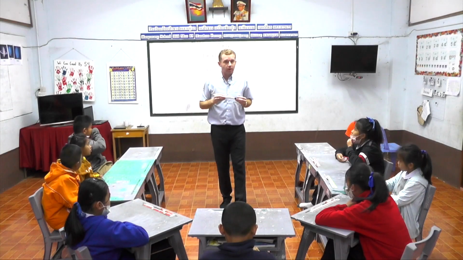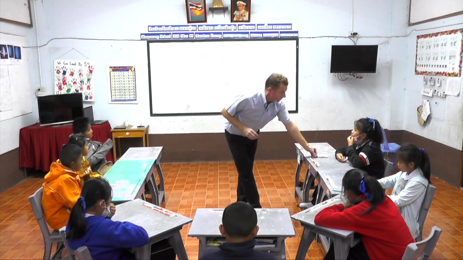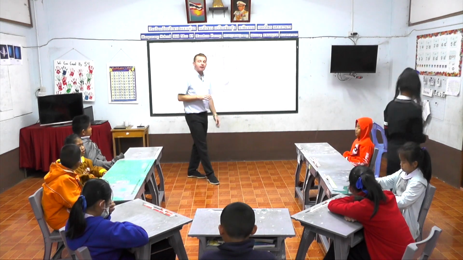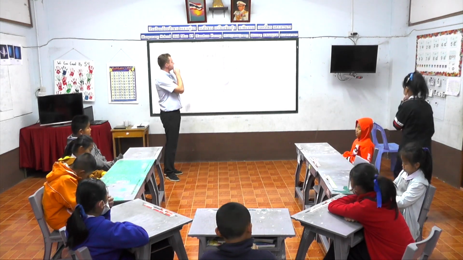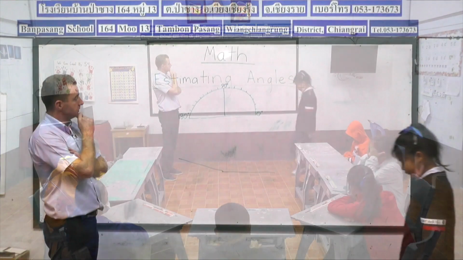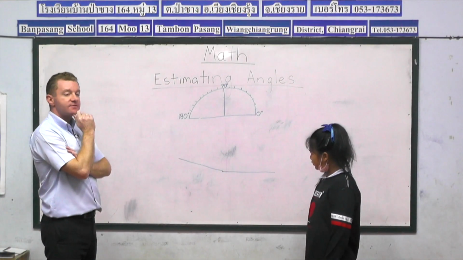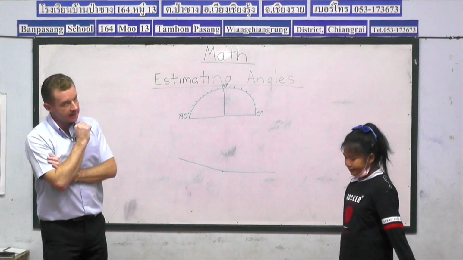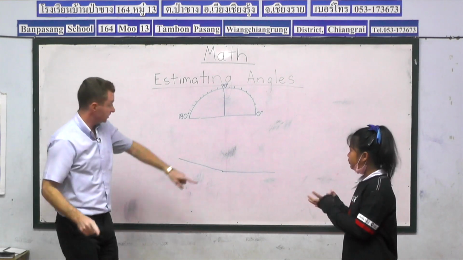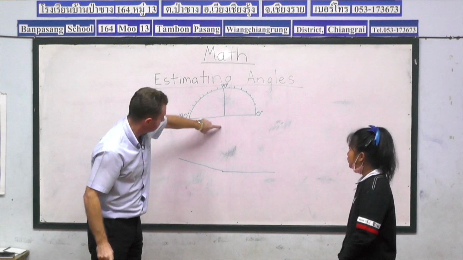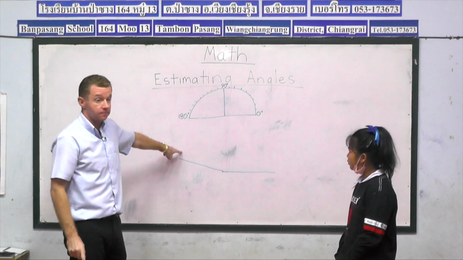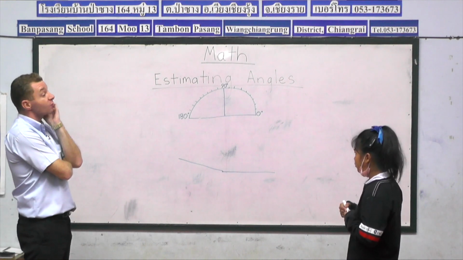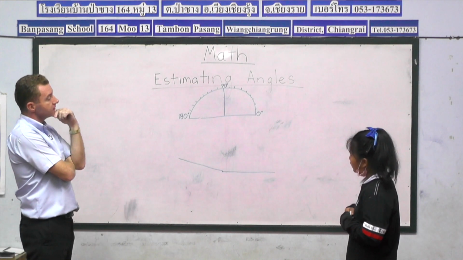So now we've got a larger angle. And I would like to ask Lakgao to come forward and demonstrate how to estimate the size of our angle. Okay, guys, is this angle more than or less than 90 degrees? More than. Yes, this is an obtuse angle. You can see 90 degrees would be here. It's a lot larger. So Lakgao, how many degrees do you think this angle is?